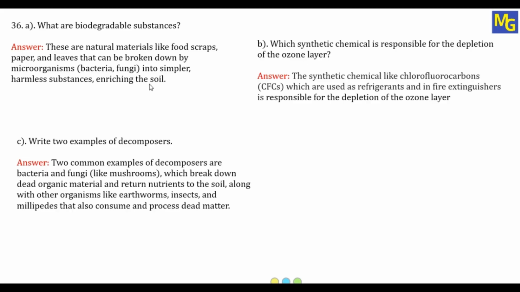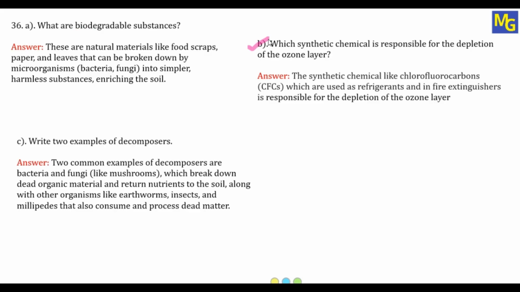Those dry leaves on the earth in the soil will be decomposed with the help of these microorganisms, and again it will get mixed into the soil. So it will enrich the soil. That is the meaning. That is why the word enrich the soil is used here. So the substances which can be decomposed with the help of microorganisms. Microorganisms are living. Therefore, it is called bio. So that is the answer for question number A.